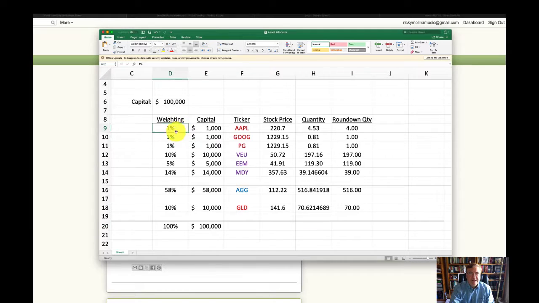So the important thing is this column right here. How much are you going to allocate to each position?